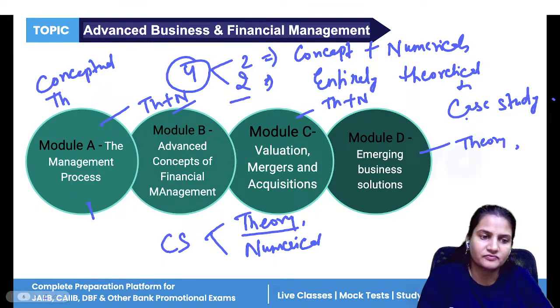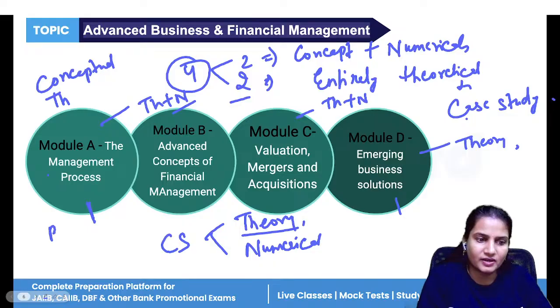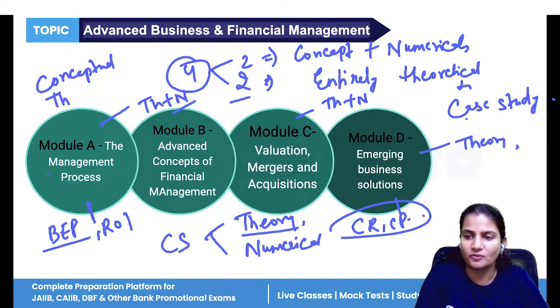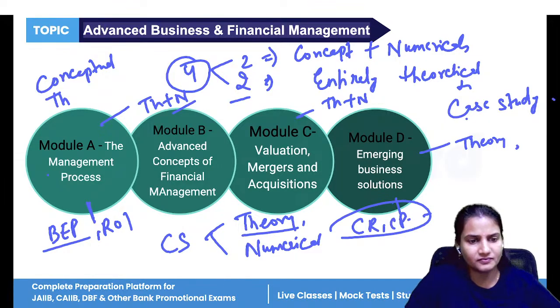So there is only one topic in Module A and Module D where you can expect a numerical question, although the topic we have covered in Module B also. In Module A, you can expect a practical question from break-even point or ROI, return on investment. And in Module D, you can expect one numerical question either from conversion ratio or conversion price. The rest of the things are theory in Module A and Module D.